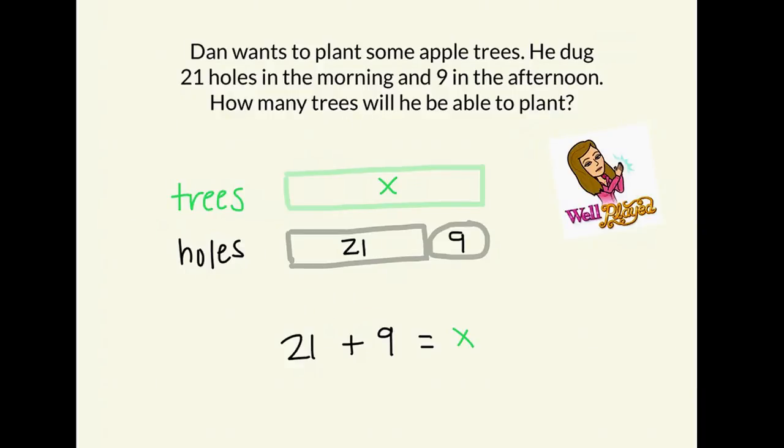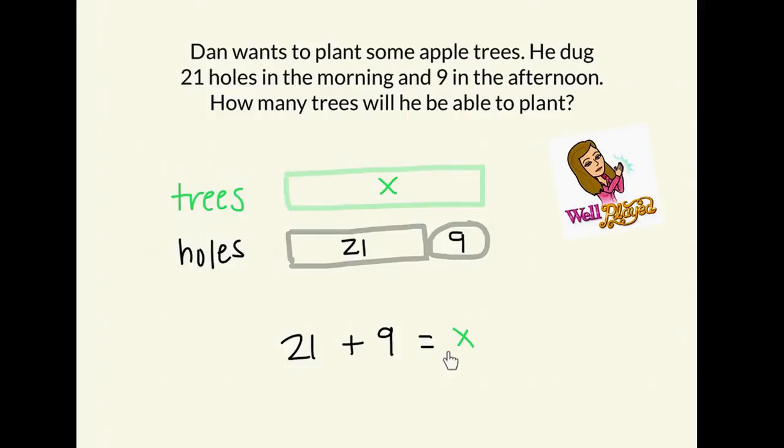So this comparison bar drawing is a little bit different in that I didn't know one of the totals of the bar. So I wrote trees here. I drew myself a large bar and labeled it X because I don't know how many trees he's able to plant until I solve the problem. I wrote holes. Here I knew that he dug 21 holes in the morning, so I drew a comparison bar for that. And then I circled the other piece here to match it up with my top bar and wrote 9 there because 9 holes were dug in the afternoon.